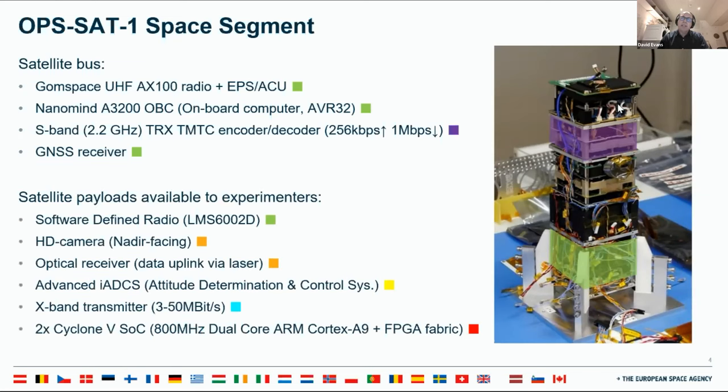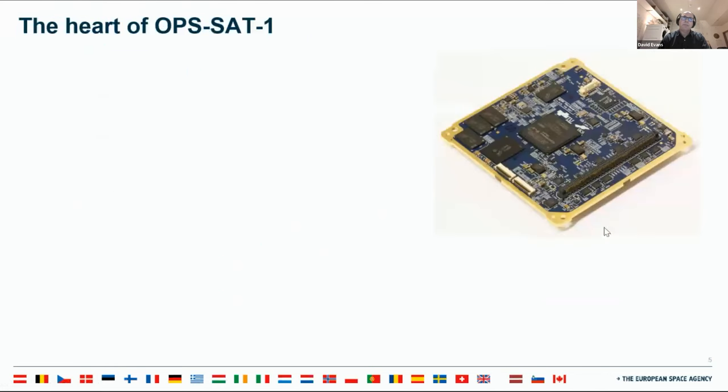And on top of that, for the experimenters themselves, we have lots of other things. We have a high definition camera. We have an optical receiver. We have an X-band transmitter. We have various things there that are all written down, and I don't have time to go through it. But this is the really interesting bit, the red, because this is the Cyclone 5 system on chip with this ARM processor inside, dual core, etc.